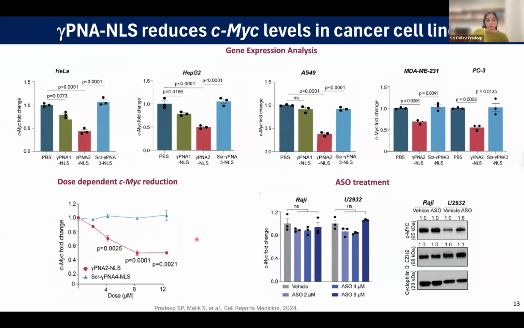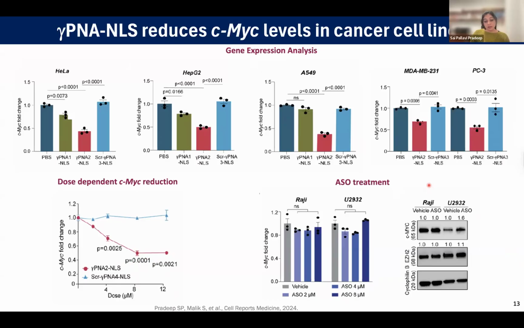In terms of dose optimization, we did test different doses and we looked at the c-Myc mRNA expression. You can see that there is about a 50% reduction in c-Myc mRNA expression at 8 micromolar, but further increase of the PNA does not really show us more of a reduction.